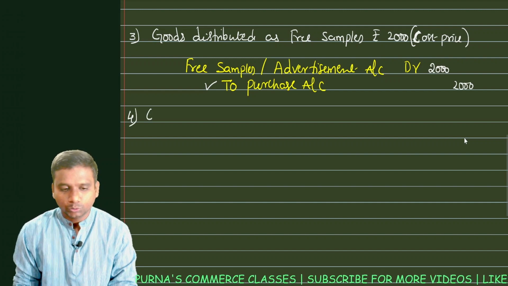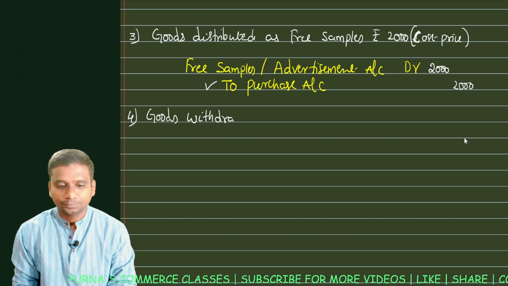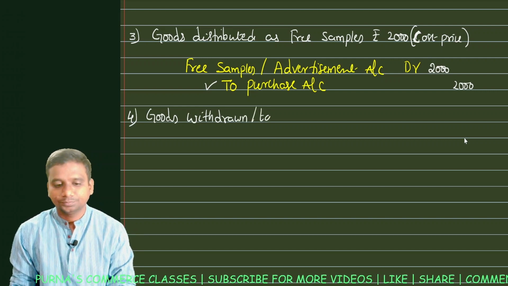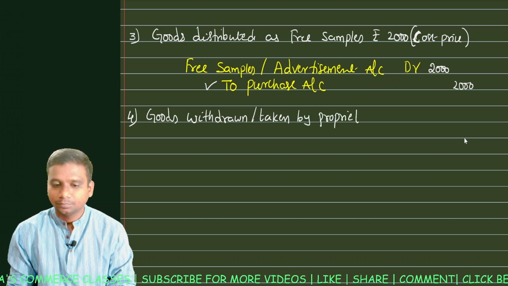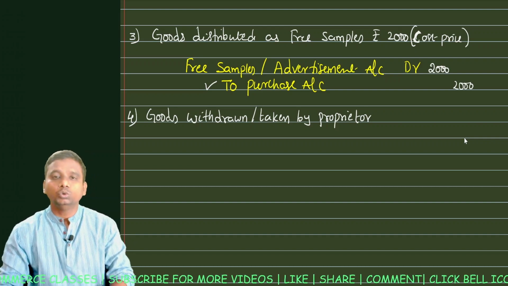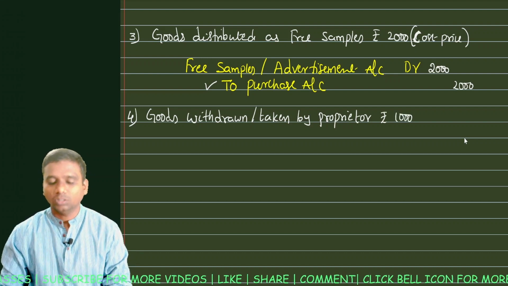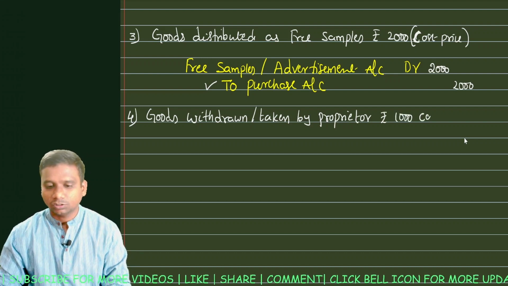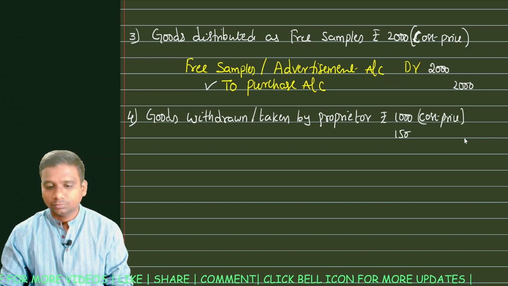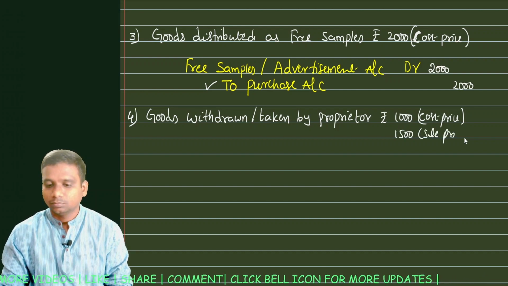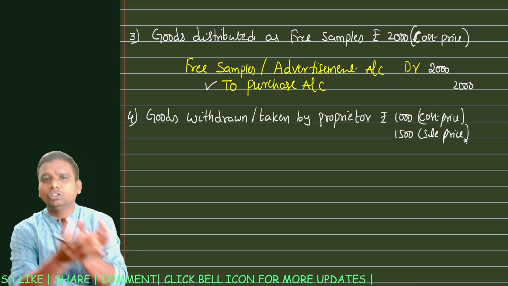we may use goods withdrawn or goods taken by proprietor. Goods taken or withdrawn by the proprietor, rupees 1000. This is cost price. But if you sell these goods, you receive 1500 rupees. But now you tell me, goods withdrawn by the proprietor.